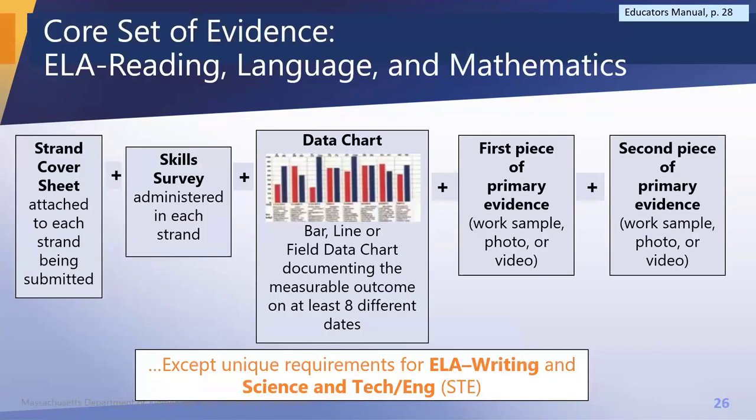This is what we call a core set of evidence. If any of you downloaded the sample strand for Alex, you will have just this. You'll have a strand cover sheet, a skill survey, and a data chart. It can be any of these data charts, and two pieces of primary evidence, right? Underneath, you see it can be a work sample, a photo, a video. We talked about this probably too much, but the exception is writing and science and tech. They have unique requirements, but for ELA reading, language, and math, you will have this core set of evidence.